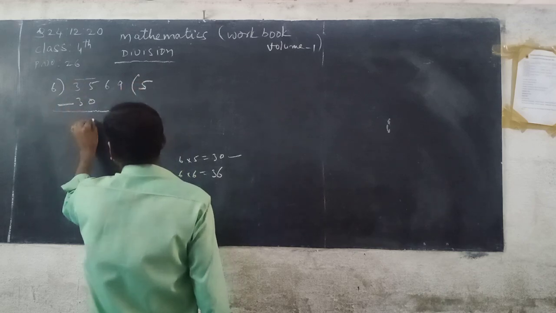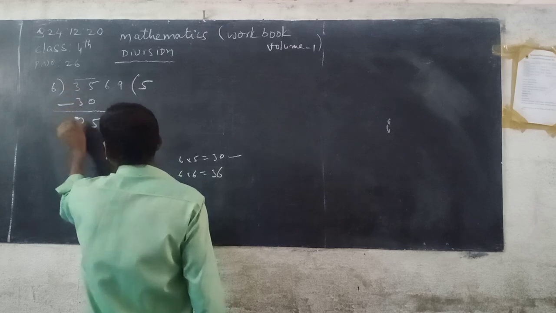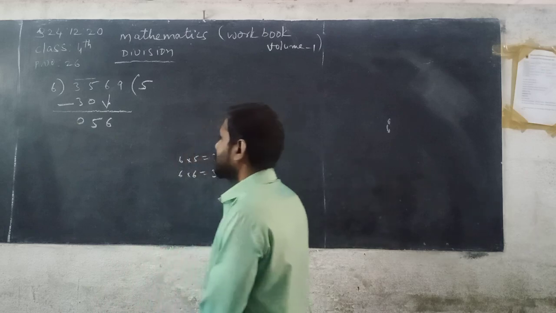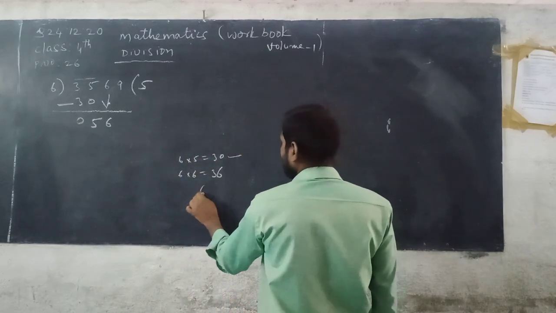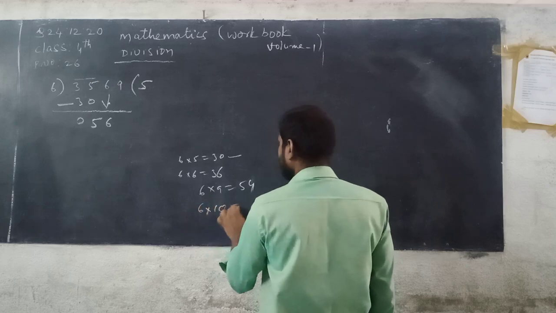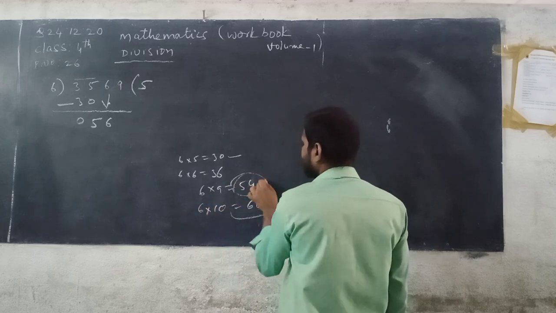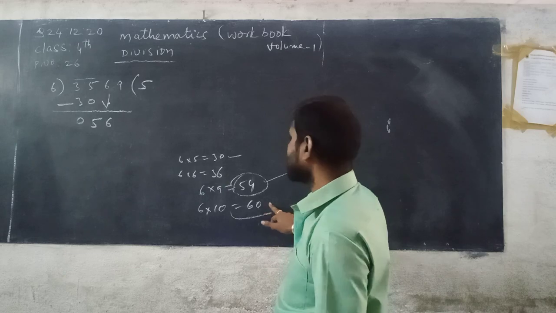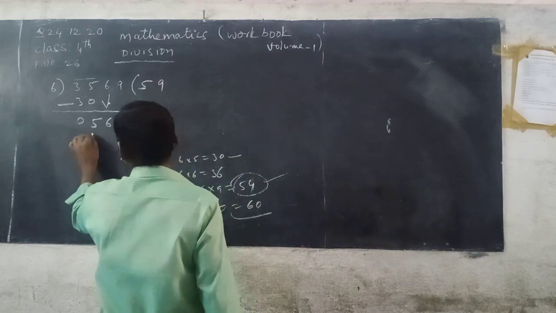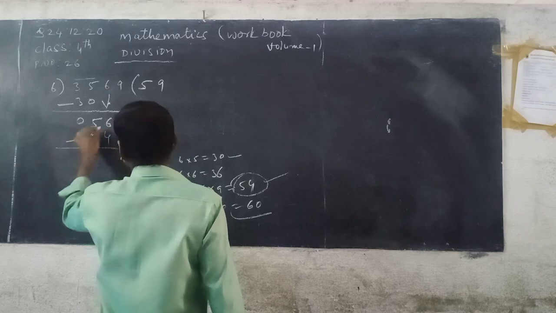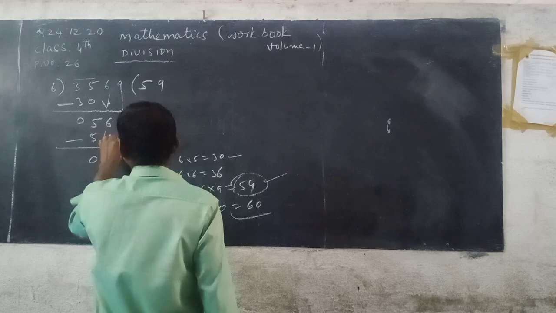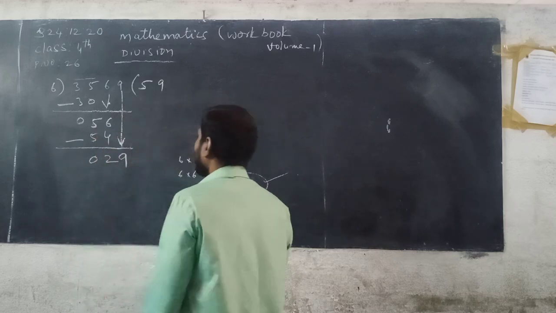5 minus 0 is 5, 3 minus 3 is 0. Now bring down 6 to the remainder. 56. See here, 6 nines are 54, 6 tens are 60, so we have to take 54. 6 tens are 60 is more than 56, so 6 nines are 54. 6 minus 4 is 2, 5 minus 5 is 0. Now bring down 9 to the remainder.